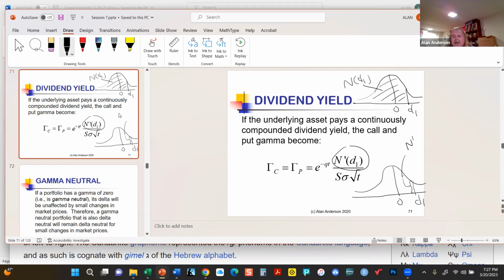So it's called in the book N prime of d1, as opposed to just plain old N of d1. N prime of d1 means how high the curve is at that point. It basically refers to how much the curve changes at that point. And if there is a dividend yield, then we need this. So it's not a very complicated function.